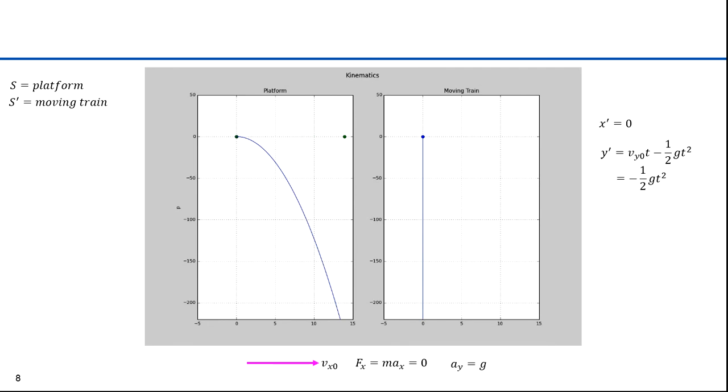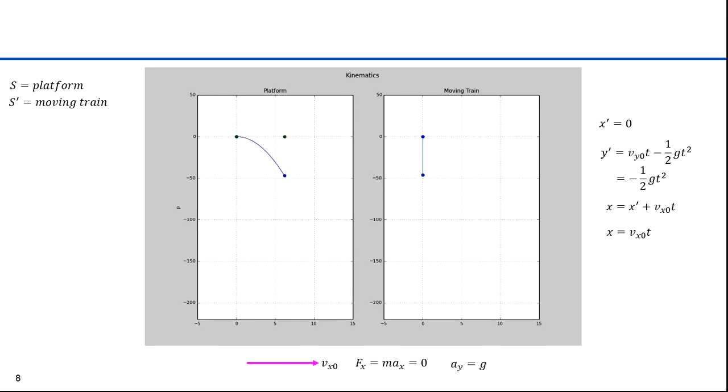Let's derive formulas for this frame. From the platform perspective, the horizontal component is expressed as x equals x' plus vx0t. That says that the horizontal position x is the sum of the position x' in the frame of reference of the train S' plus the velocity of the train vx0 times t. We're simply adding the horizontal velocity of the ball to the horizontal velocity of the train to come up with the horizontal velocity of the ball as perceived by an observer on the platform.